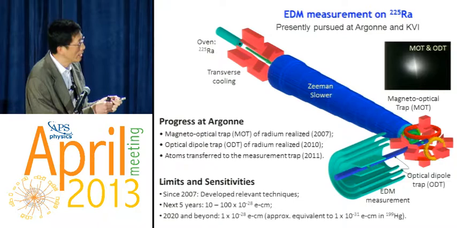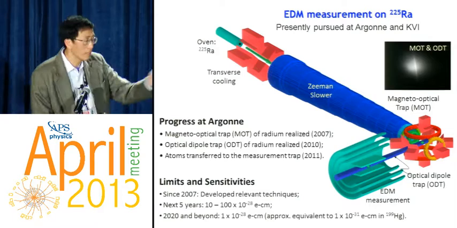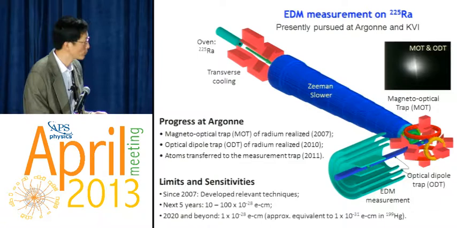Over here, you see an image of the magneto-optical trap. That's a round sphere. And then a sharp line. That's the optical dipole trap, basically a single-focus laser beam where the atoms are attracted to the focal point. Then we move the focal point of the laser beam. Atoms will follow from here to a neighboring chamber on the side.